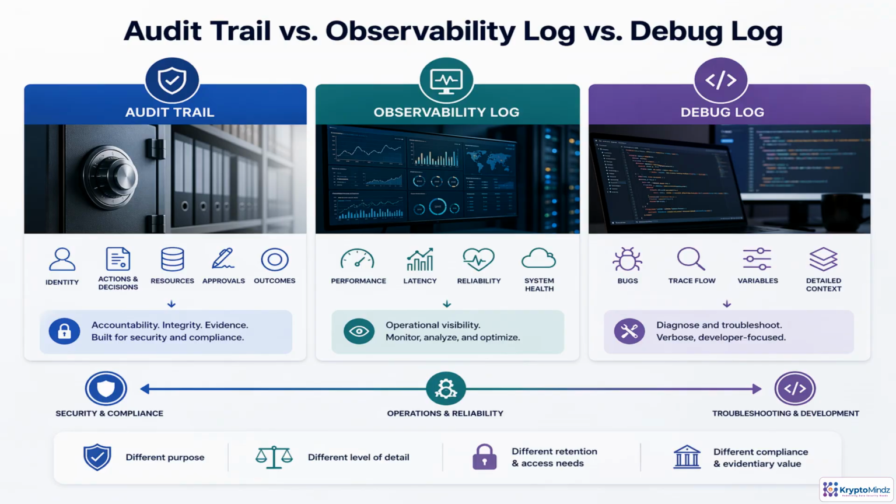Logs are not interchangeable. Debug logs help developers troubleshoot variables, trace flow, and errors, often for a limited time. Observability logs help operators understand latency, reliability, performance, and system health. Audit trails serve a different purpose. They answer who did what, to which resource, under what approval, and with what outcome. Because they may support investigations, compliance, or legal evidence, they need stronger retention, access control, tamper resistance, and integrity guarantees. The purpose determines the controls. Treating all logs alike creates blind spots, unnecessary exposure, or both.